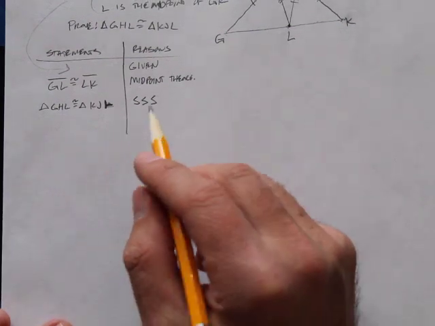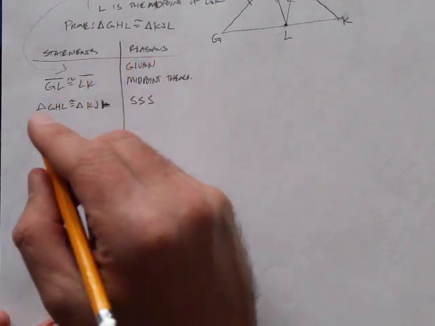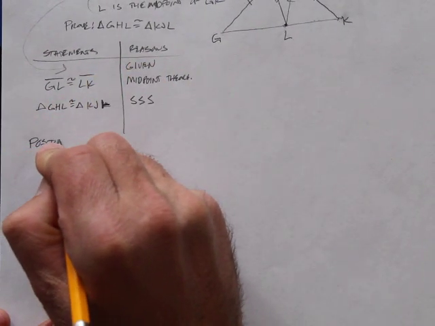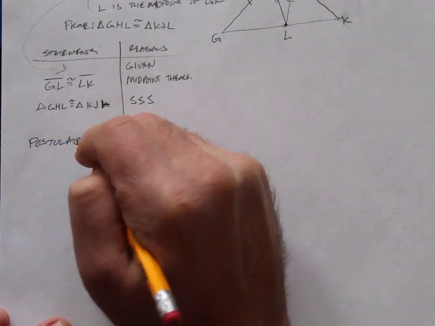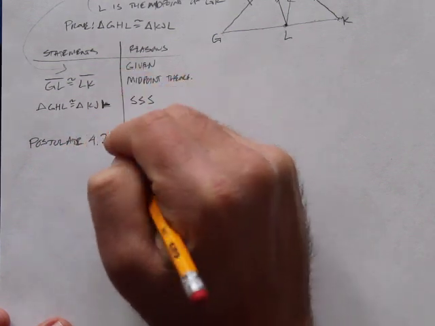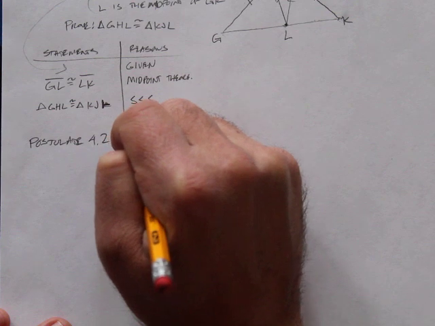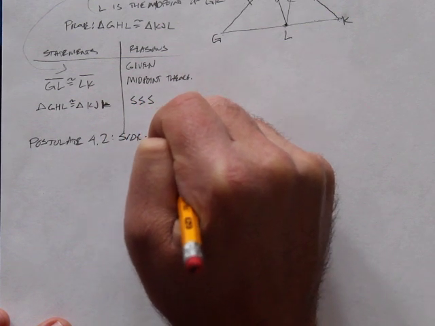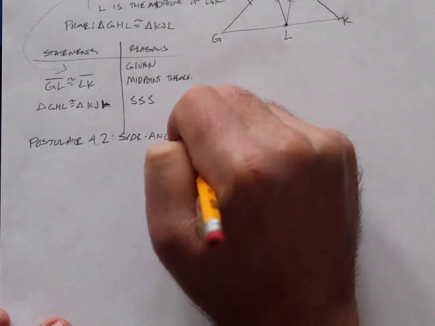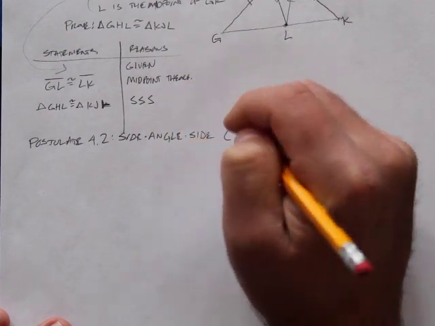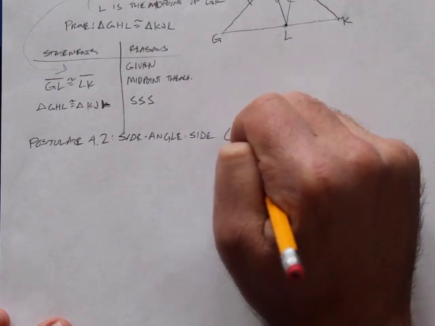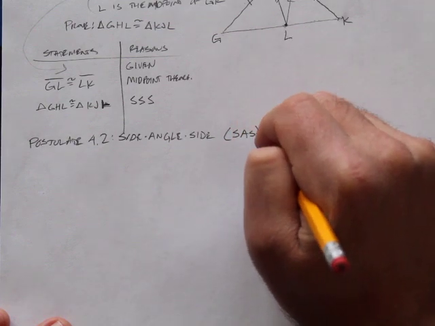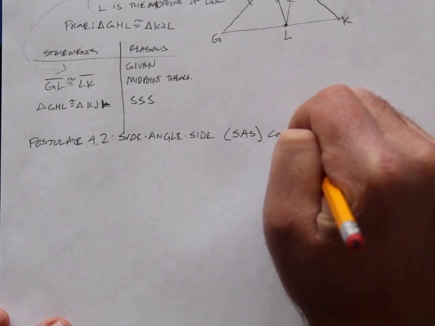Now we're going to look at side angle side. 4.2, side, angle, side. And we can abbreviate that SAS congruence.